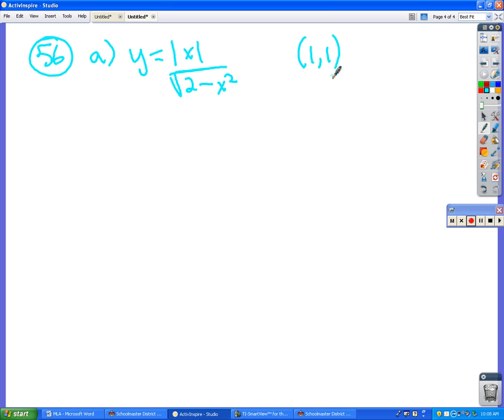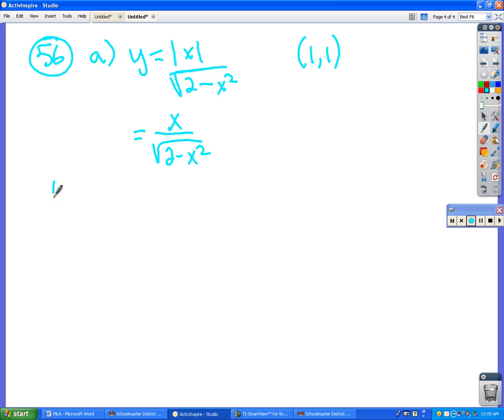Okay, 56: the curve, the absolute value of x over the square root of 2 minus x squared, is called a bullet nose curve. Find an equation of the tangent line of this curve at the point (1, 1). Not as bad as you might think, because at the point (1, 1) we only have to look at the positive side of the absolute value function. So I can rewrite this as x over the square root of 2 minus x squared.